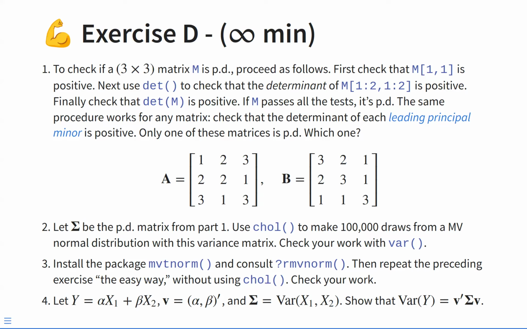Finally, I'd like you to do a little calculation about variances. In particular, if y is a linear combination of x1 and x2, and v represents the coefficients of that linear combination, then I would like you to show me that in fact the variance of y is related to the variance matrix of those x's by precisely this quadratic form.